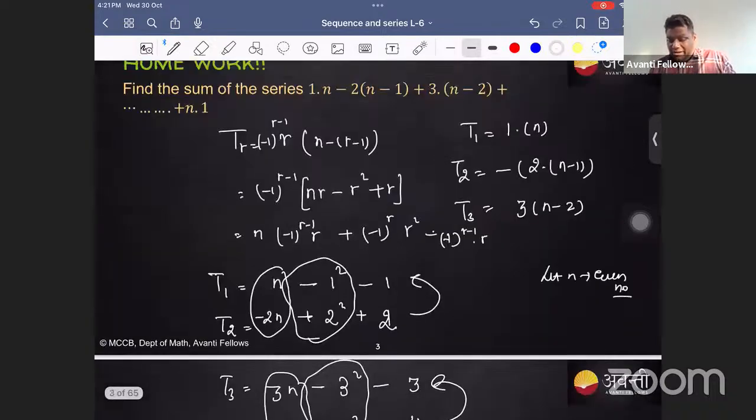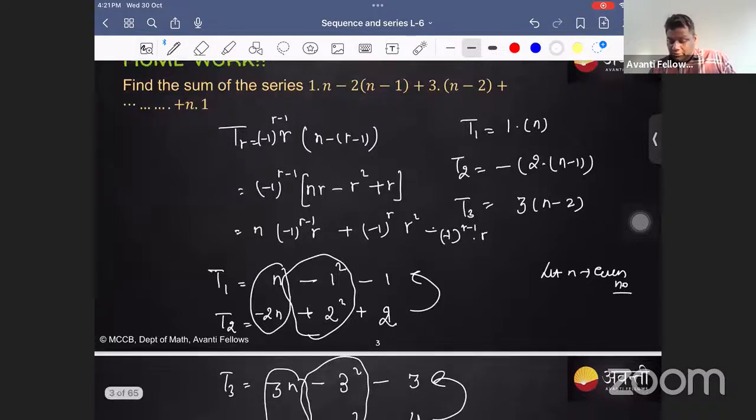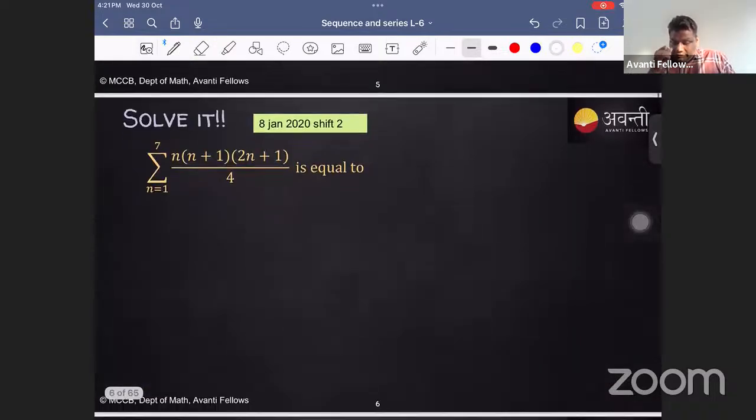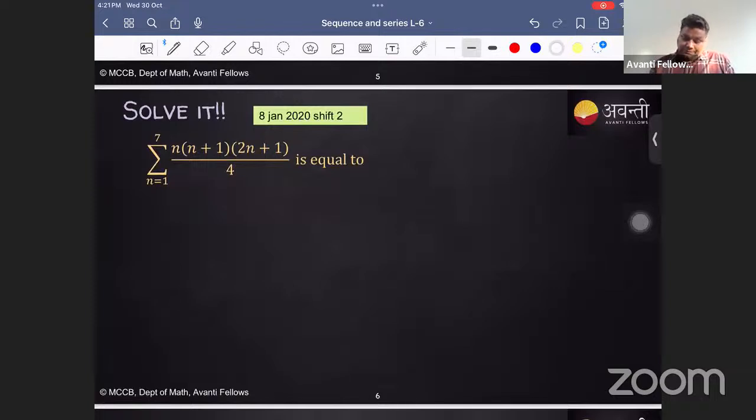So this was a bit of a tricky question involving a positive negative sign. Now see, you have to solve this: n into n plus 1 into 2n plus 1 upon 4, sigma n varies from 1 to 7. How do we do it?